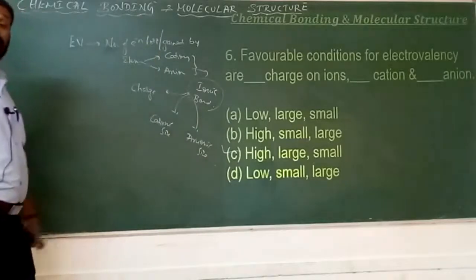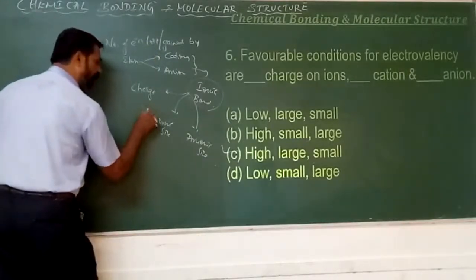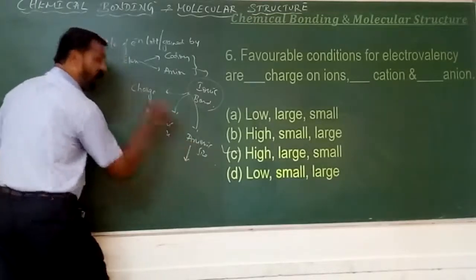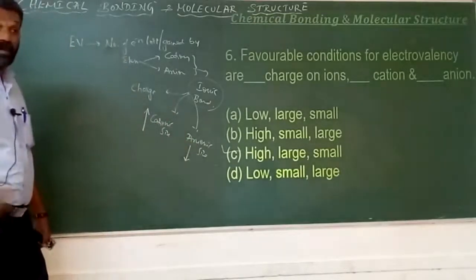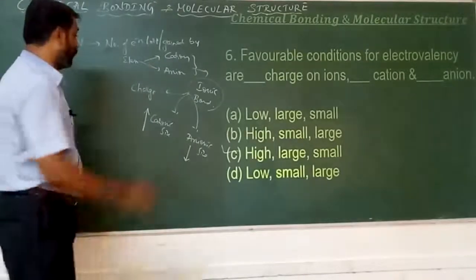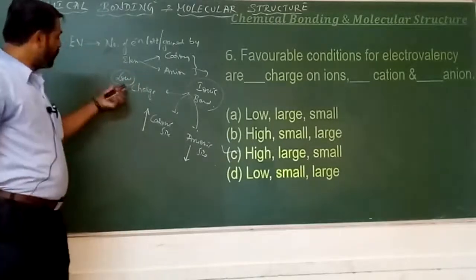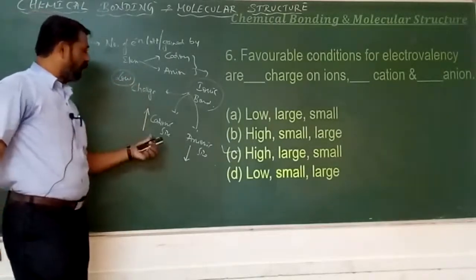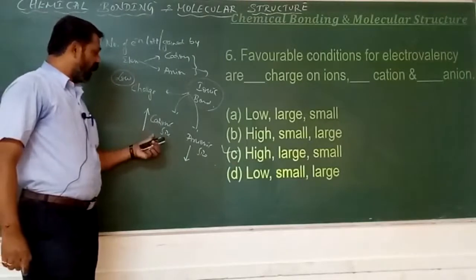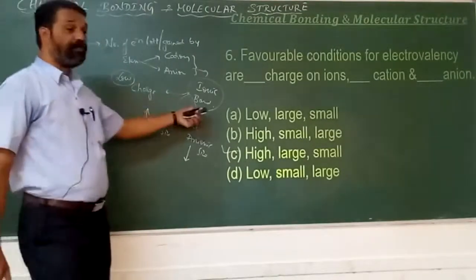When we are discussing the conditions for the formation of an ionic bond, we should have a large cationic size and a smaller anionic size. As the charge becomes more and more, it leads to covalent character. Therefore, we should have a low charge. So the lower charge, along with the larger cationic size and the smaller anionic size, makes which bond here? Ionic bond.